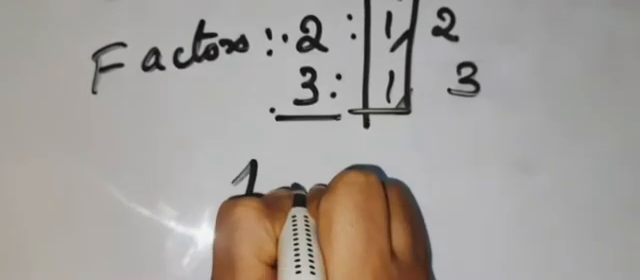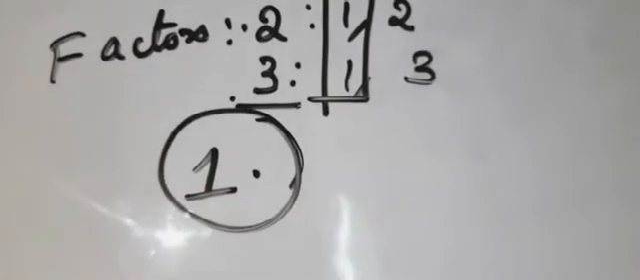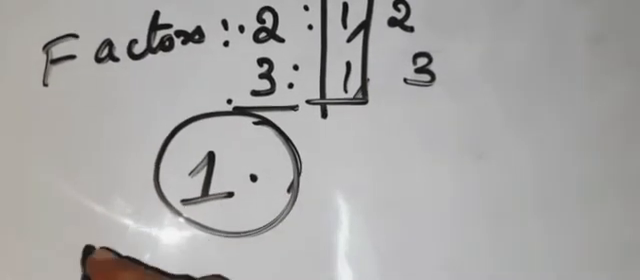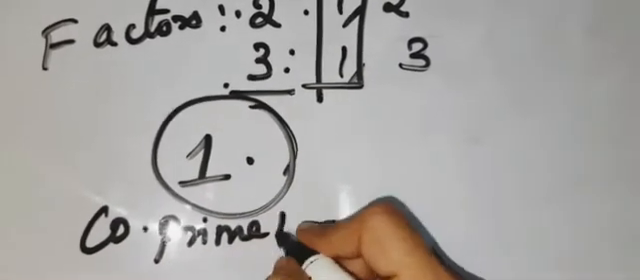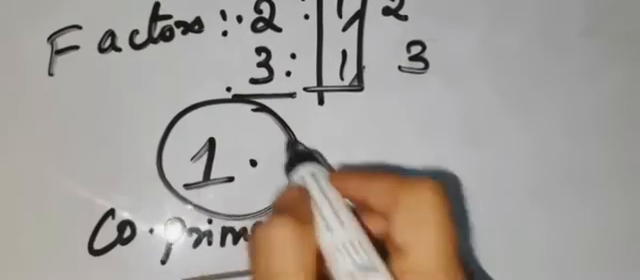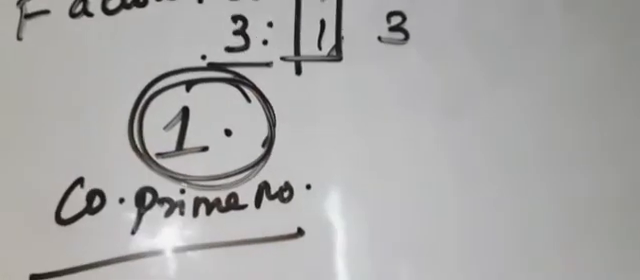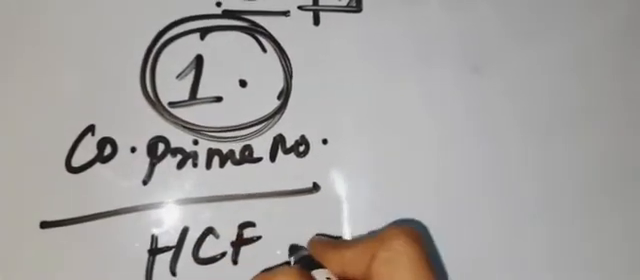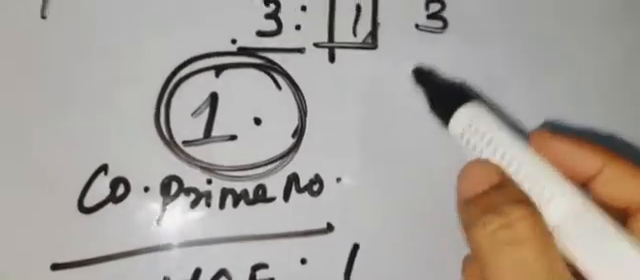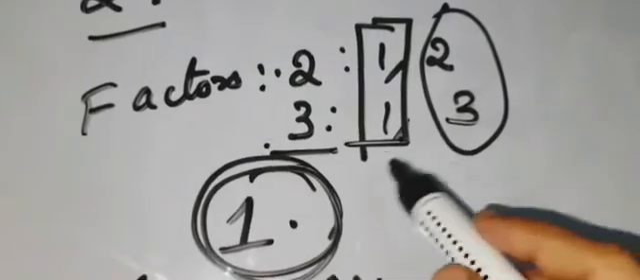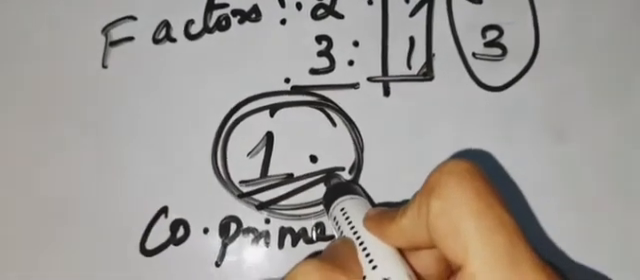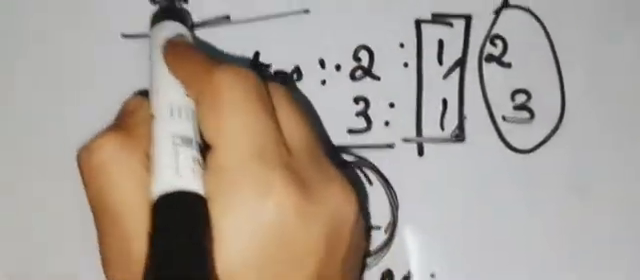If the common factor is 1, then what is that number called? The number is called a co-prime number. Co-prime number, and the HCF is 1. Why? Because there is no other number other than 1 as a factor of 2 and 3. So that is the highest common factor of the given numbers 2 and 3.